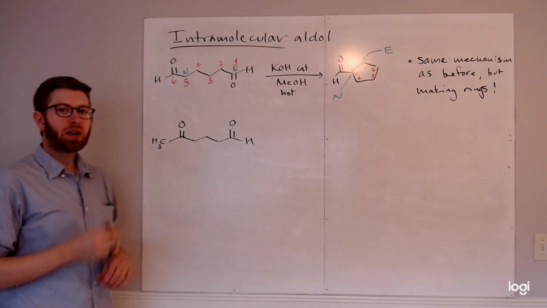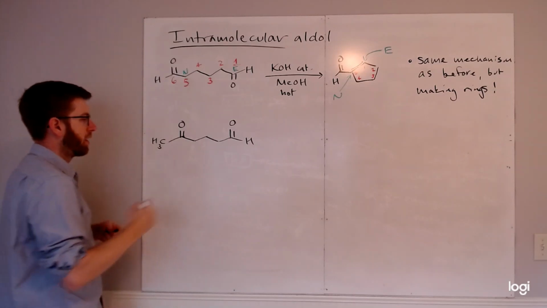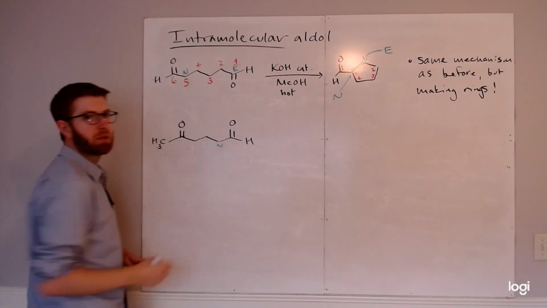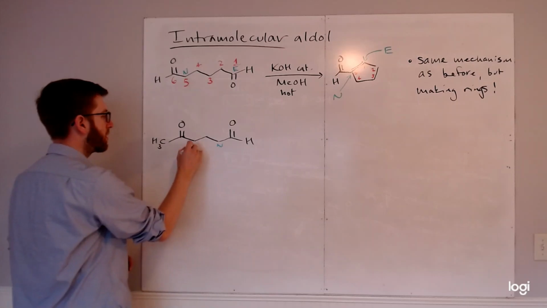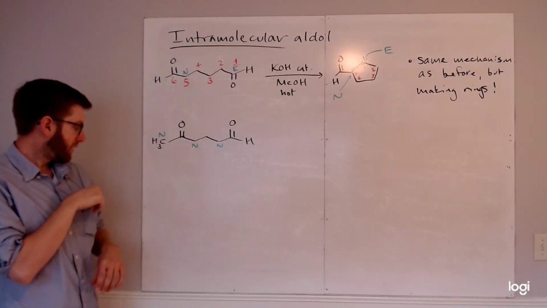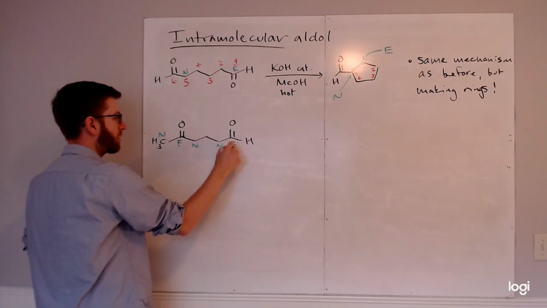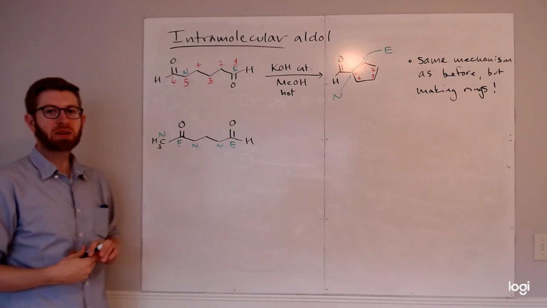So a ketone and an aldehyde now. Now I have a bunch of different possibilities. This carbon could become nucleophilic if I remove a proton. This one could, or this one could. And that means there are also two electrophilic sites, here and here. So there are actually several possible products that could form.